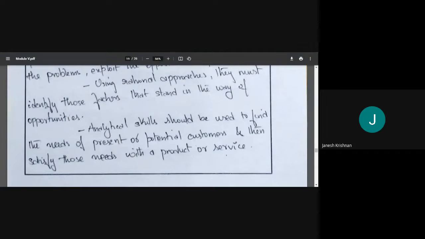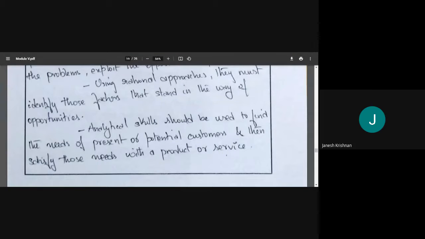Being a manager, you have two types of customers. One is my present customers. The other ones, who are not buying from me, are my potential customers. They are not your enemy. They are your potential customers. A good manager should be able to identify the needs of both present and potential customers. The potential customers who are not buying from you are going to your competitors, but you should not consider them your enemies.